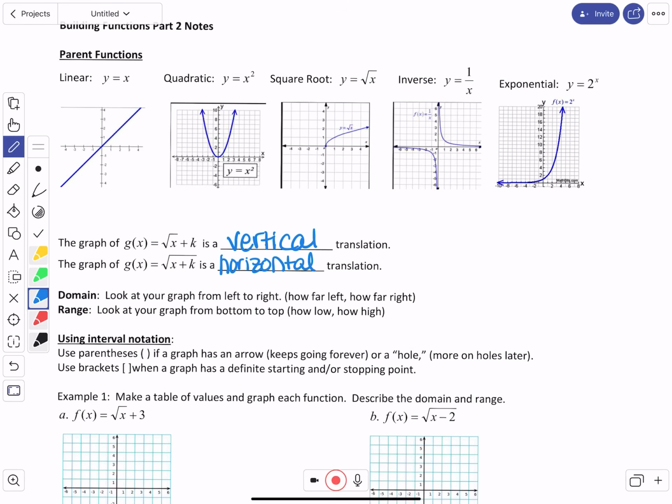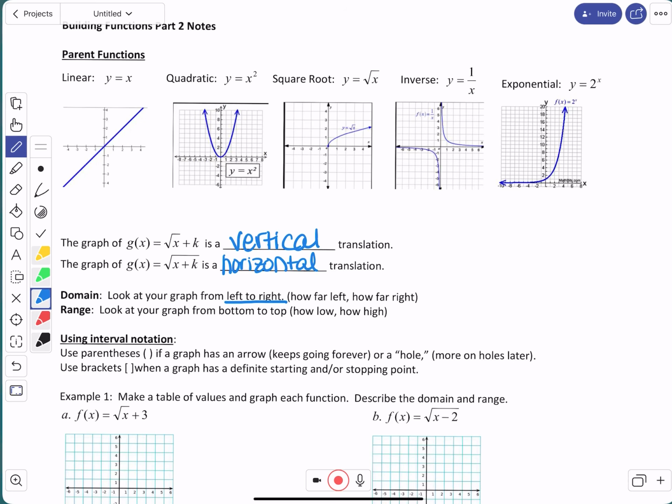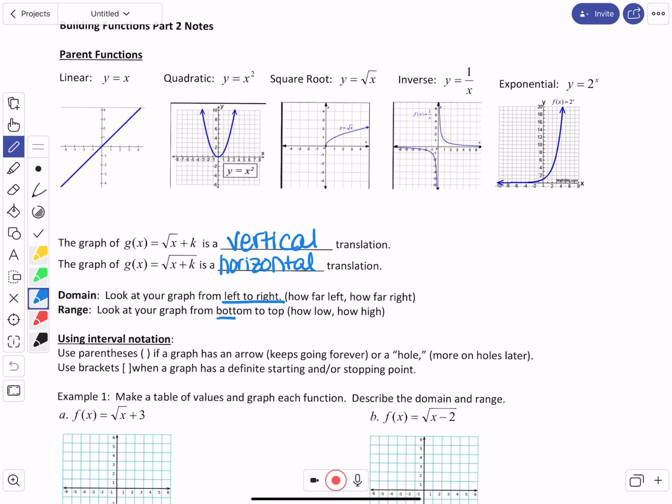All right, and we're going to talk about domain and range. So for the domain, you're going to look at your graph from left to right. How far left your graph goes, how far right your graph goes. So domain is left to right. Your range is from bottom to top. So you're going to go how low to how high. It's always from bottom to top.